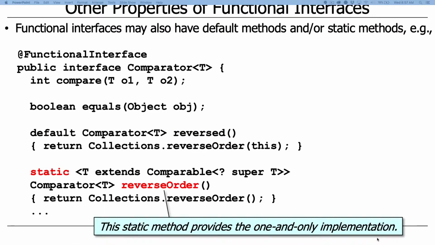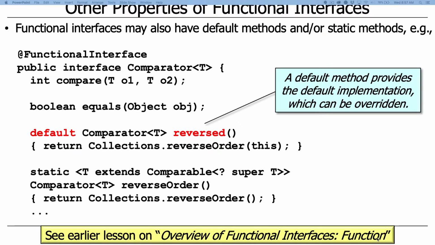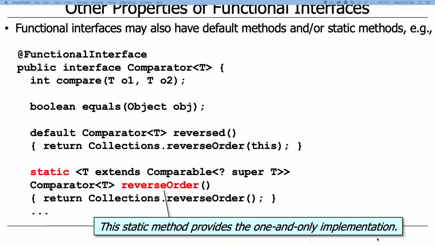There's also another method called reverse order. Notice it's not an overloaded method, but it's a method called reverse order that happens to be defined as static. And the difference between a default method and a static method is the default method has a default implementation that can be overridden. So you can come along and customize reversed if you so choose. Conversely, a static method has the one and only implementation that's defined here. So that's the difference between default and static. A minor point, but one that's worth at least keeping in the back of your mind.